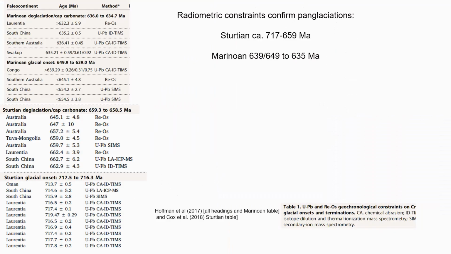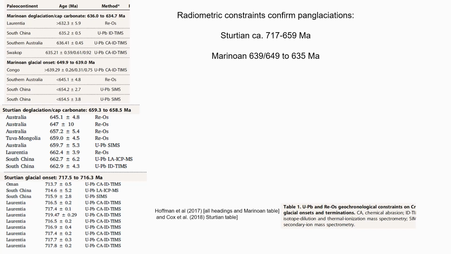At the time the Ediacaran definition was made, there was only one reliable radiometric determination of its age, so it was a bold decision. However, as you can see in the data tabulated on the left, we now have evidence on 4 continents of synchroneity of the Marinoan cap carbonate at 635 million years.